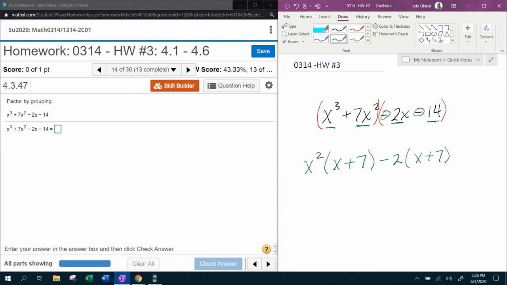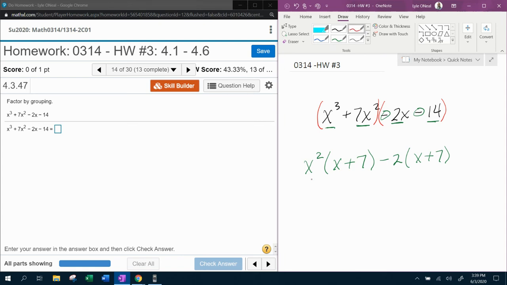And here I can check that again by doing the distributive property. Negative 2 times x gives me negative 2x. Negative 2 times 7 gives me negative 14. So this is not done. This is just the first step to factor by grouping.